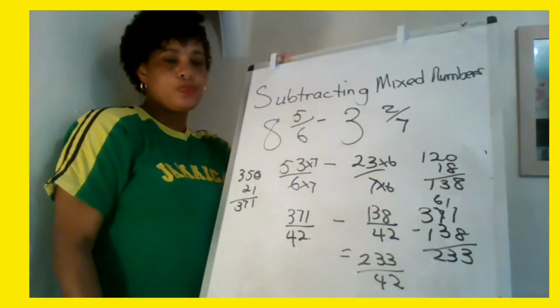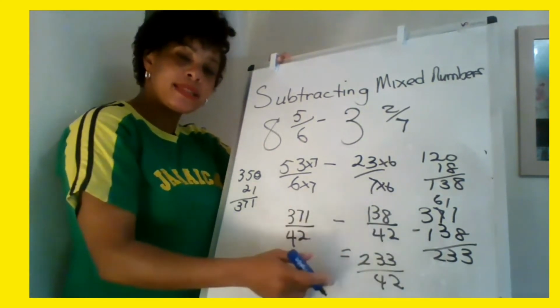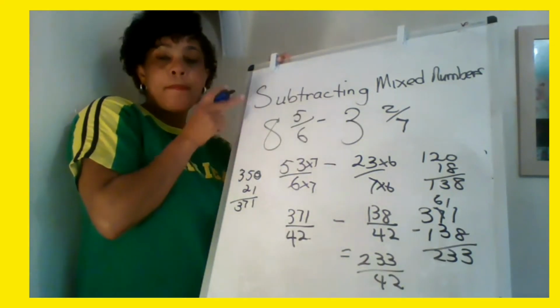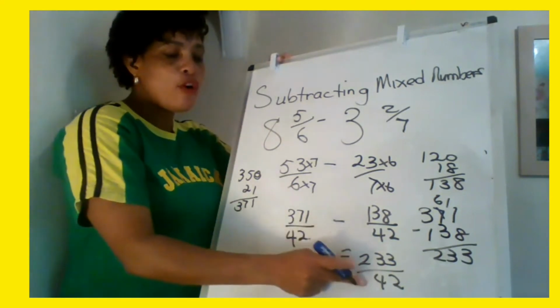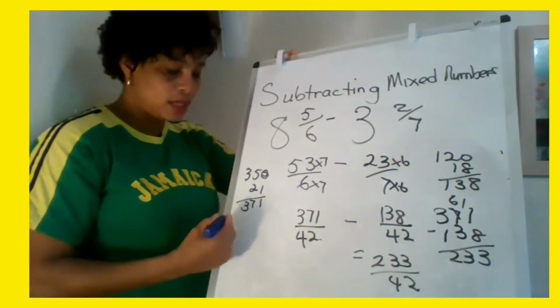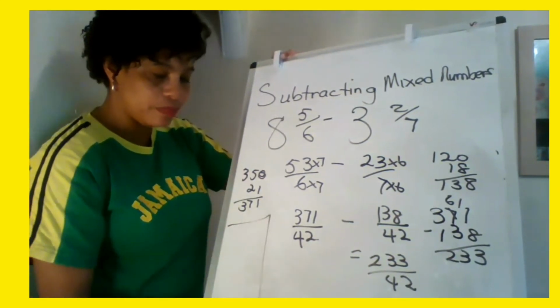Now that's the pieces. So now we need to change that back to a mixed number. How many 42s can I get out of 233? Now let's look at the 42 times table first. Let's write it down right here.